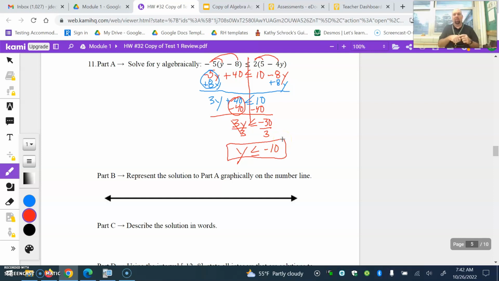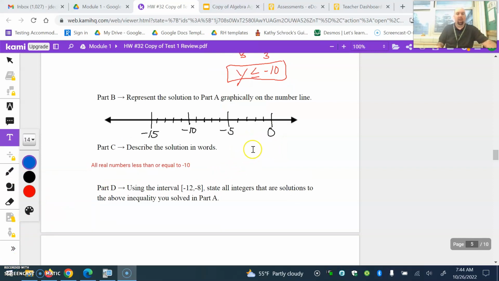Okay. So I'm going to pause the recording and skip down to the next part and set it up. When the video in just a second starts back up, you'll see everything set up for parts B, C, and D. All right, here we are.